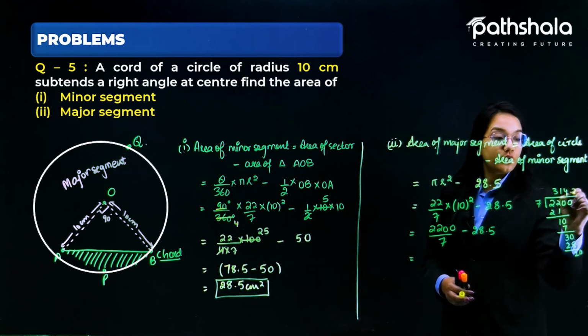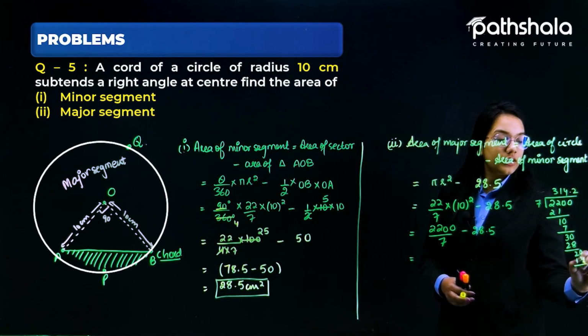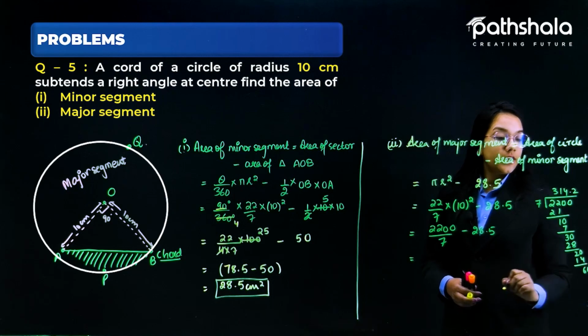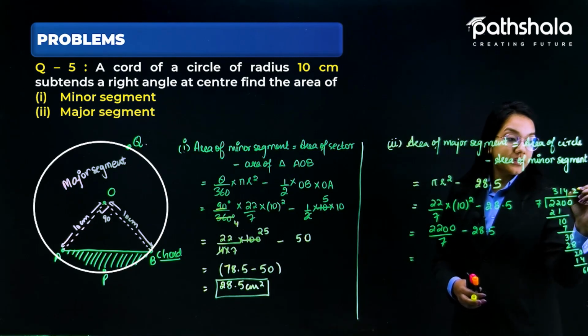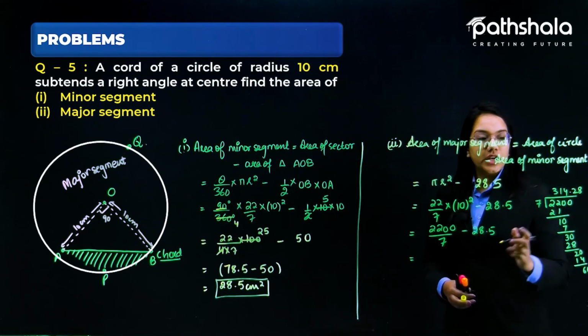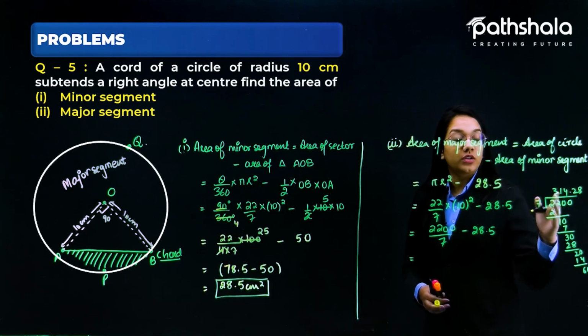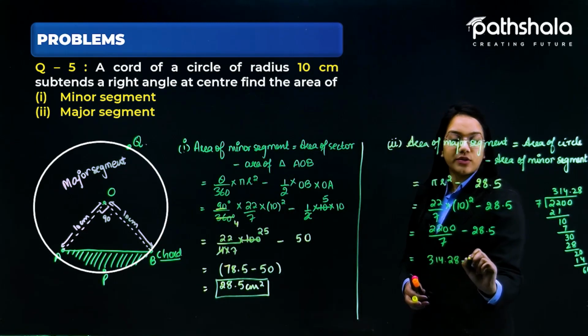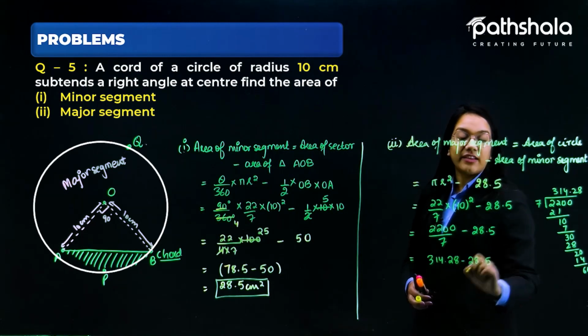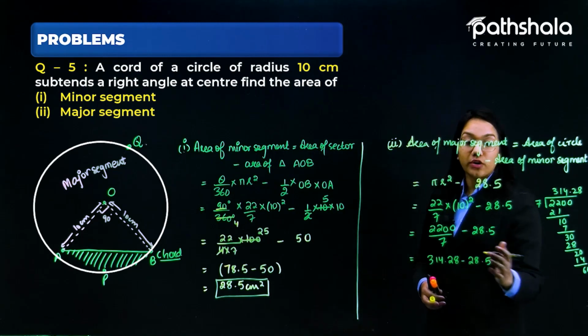We have 7 into 2 is nothing but 14. We have further the answer as 6, 0, and we can take 7 8 is 56. We can take 56. So this is 314.28. So this is 314.28 minus 28.5 we can take. Now let's sort out the value.